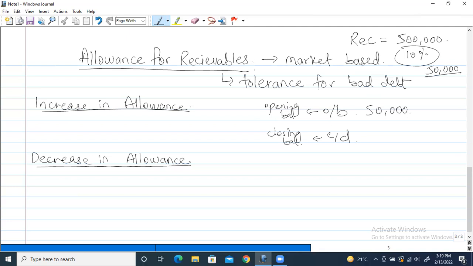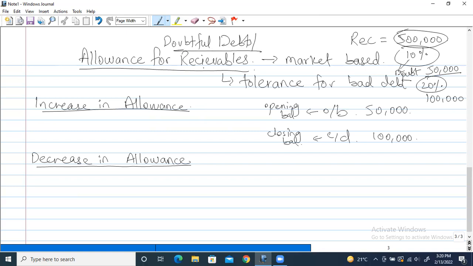Now let's say the closing, I want to make it, for example, 20%. I want to jump from 10% to 20%, right? So this will give us the answer of 100,000. So closing balance, I'll write it as 100,000. What this means is that first, out of 500,000, only 10%, that is 50,000, was doubtful. They had a doubt that maybe they'll pay, maybe they'll not pay. In the books, you'll also see the full word for this: allowance for doubtful debts. It can be called allowance for doubtful debts as well, or allowance for receivables.